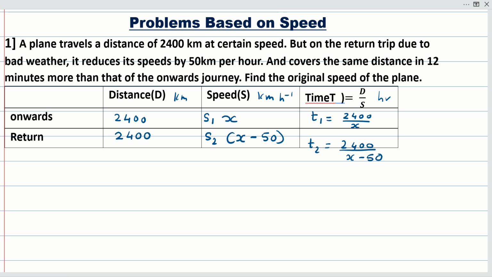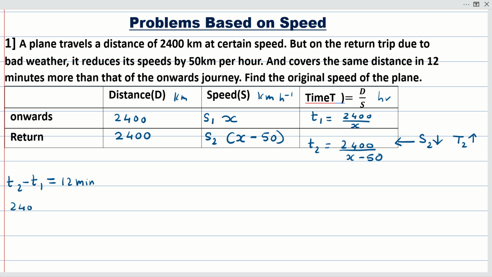Now on the return journey it took more time, because as you know the concept, in the second case while coming, speed s2 is less, so time, that is t2, will be more. Fine. So let us make the expression over here. It will be t2 minus t1, that is the difference of the time on the return journey. It is of how much? 12 minutes. Okay, so let us substitute the values.